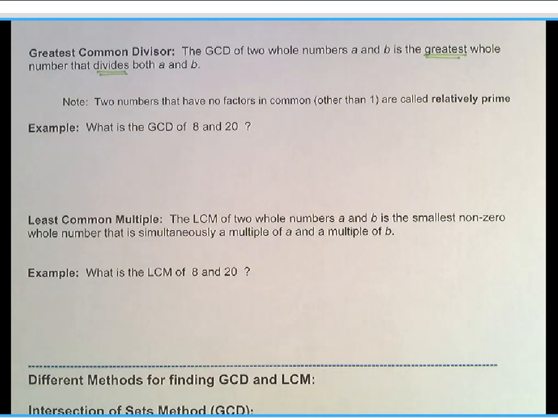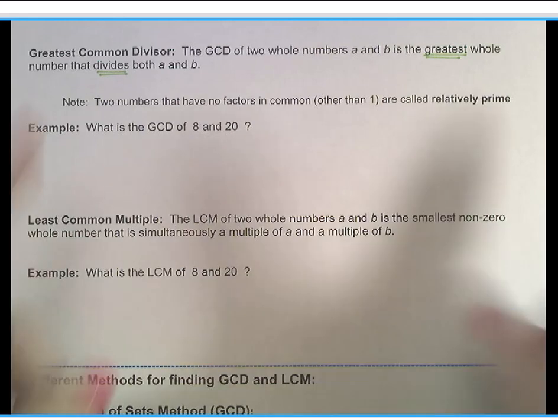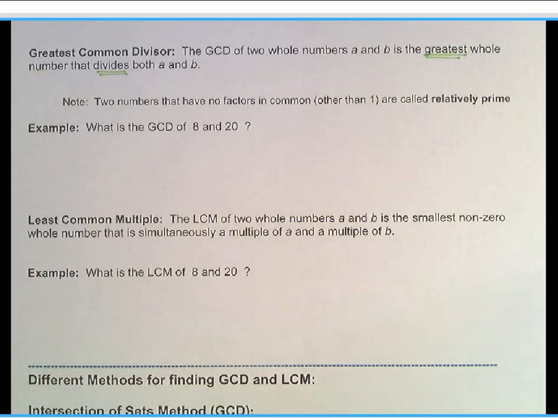Relatively prime numbers come in pairs. It doesn't necessarily mean that each number is prime. It's just relative to one another. They're considered prime, air quotes, because they don't have any factors in common other than 1. So if you hear the phrase relatively prime, you'll know what they're talking about now.